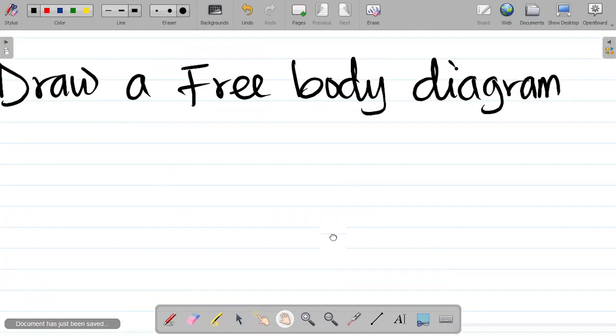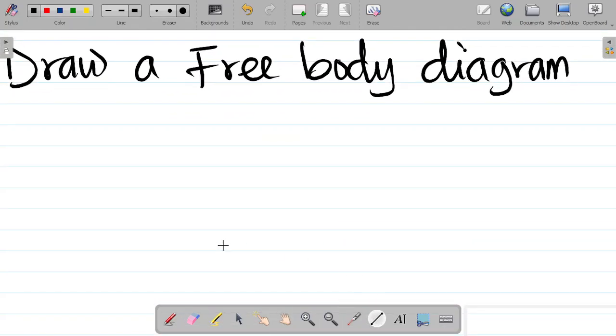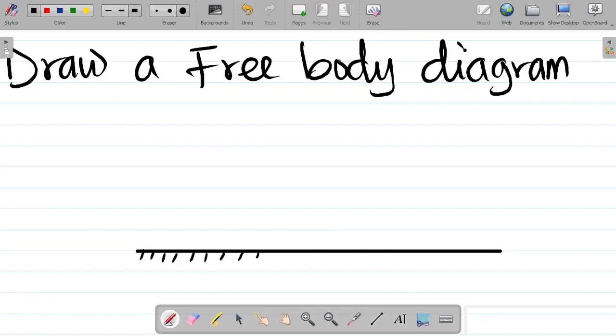Let me take this down and then draw this. This is the horizontal surface having all of these parts here. Then let's draw the block. So you have the block here.